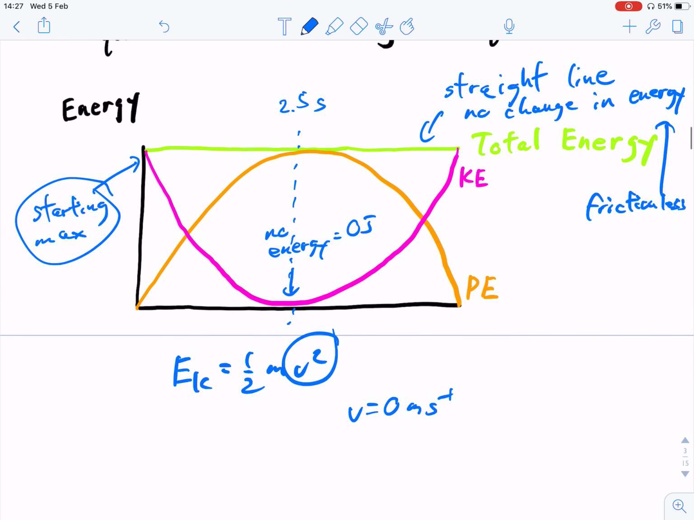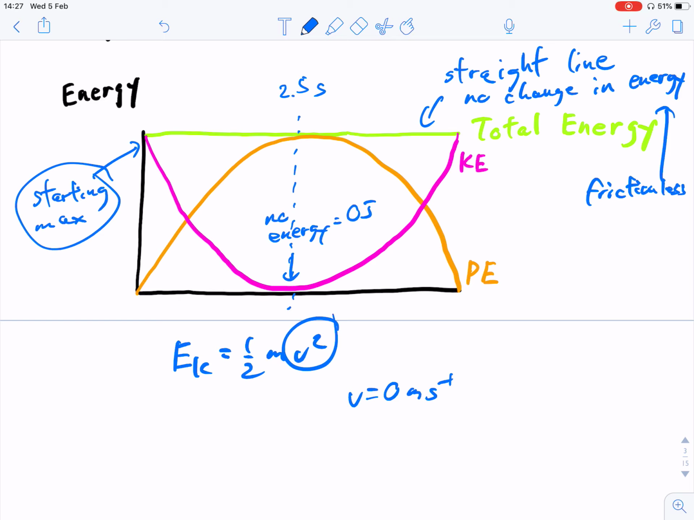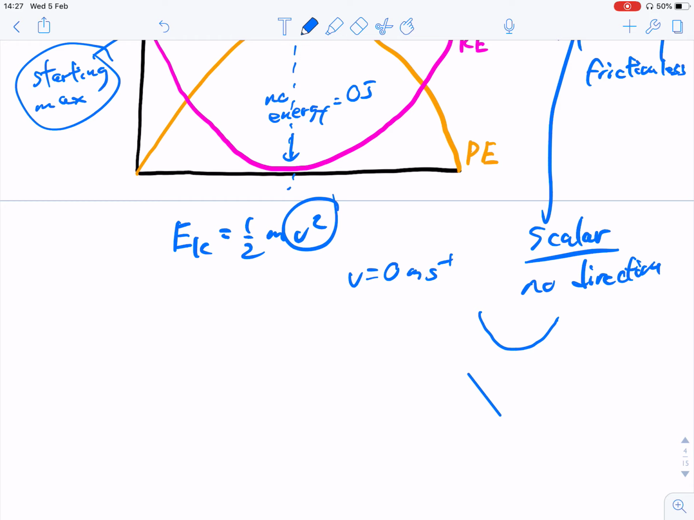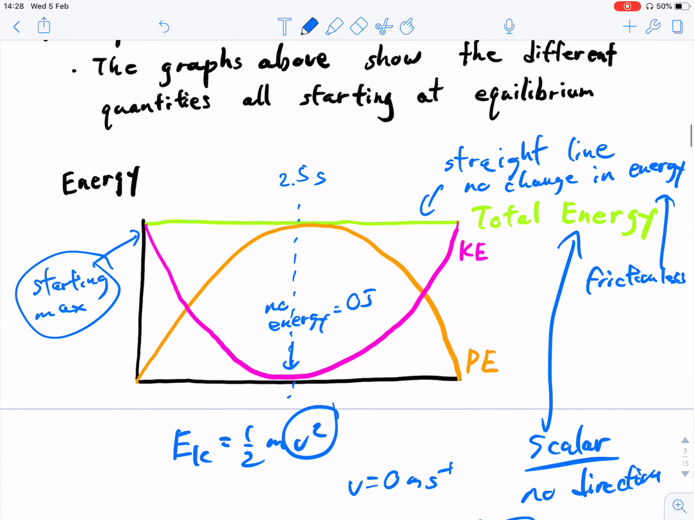And in this graph, because energy doesn't have a direction, it's a scalar quantity, meaning it has no direction, we end up with a line going back up because it's regaining that energy on the other side. It doesn't go down into negative values, because that doesn't make sense. You can't have negative energy. So that's why it looks the way it does. It forms sort of two arcs that are inverted on each other.